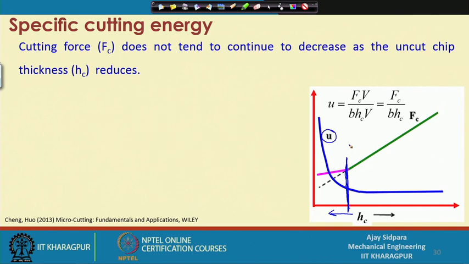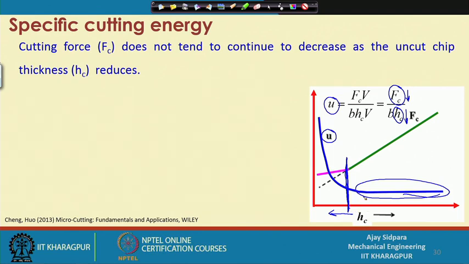Now, if you see this equation, Hc is in the denominator and Fc is in the numerator, and if you see this particular line, your specific cutting energy is constant, it is not changing, not higher and not lower, because both the things are moving simultaneously. If you are reducing Hc, your force also reduces. So, both the things are balanced with each other. That is why your u is not changing with respect to changes in the uncut chip thickness up to a certain level.